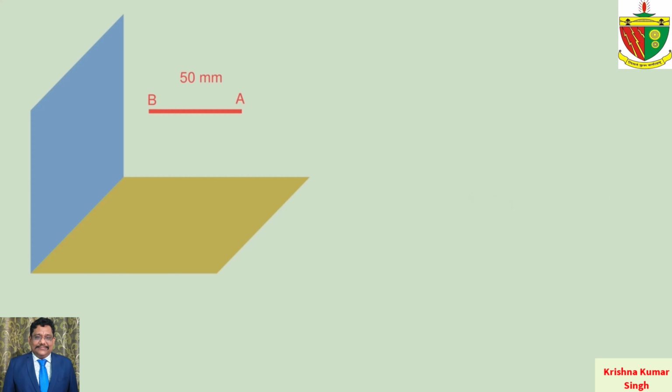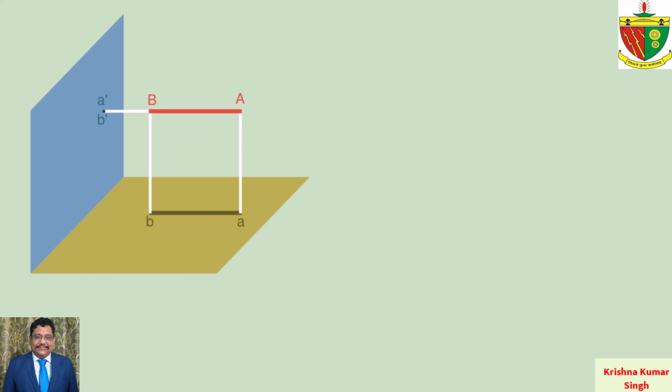A 50 mm long line AB has its end B at a distance of 15 mm in front of the VP. The line is perpendicular to VP and 30 mm above HP. Draw the projection of the line. The front view projected on VP looks like a simple dot and the top view of the line is displayed as it is on the HP.